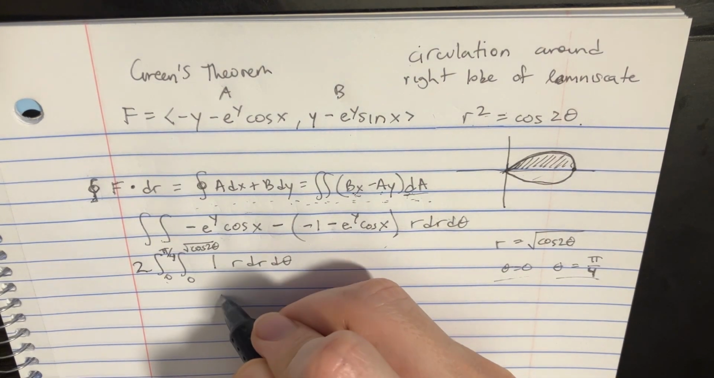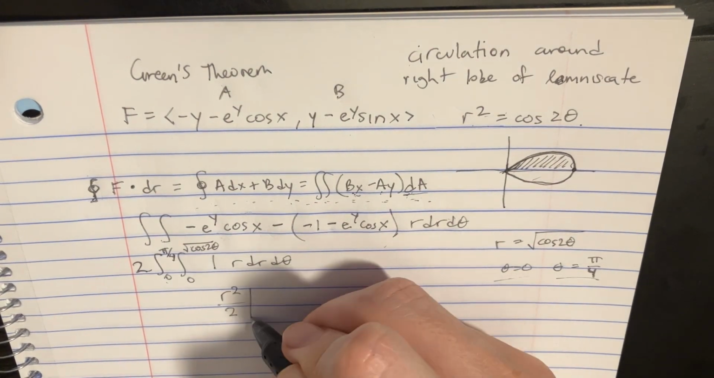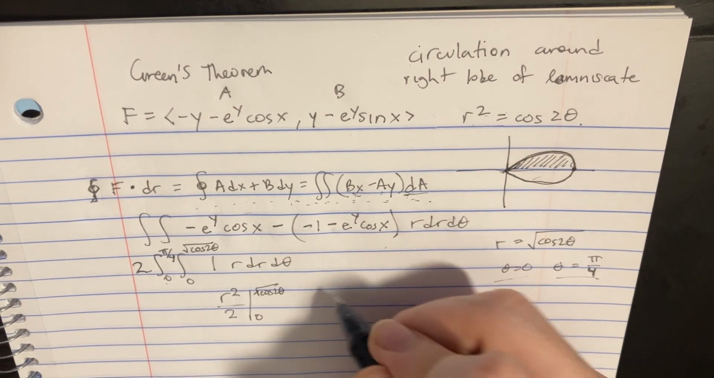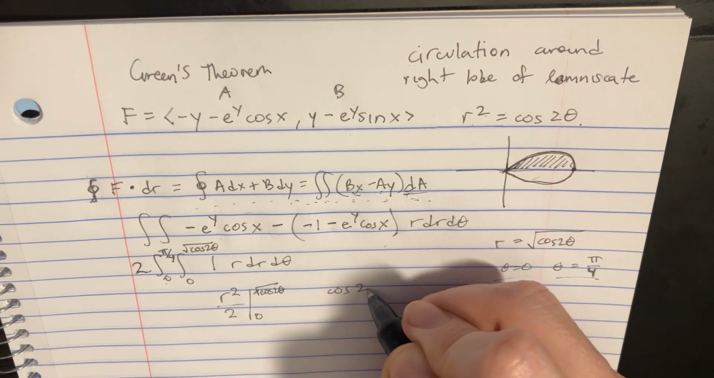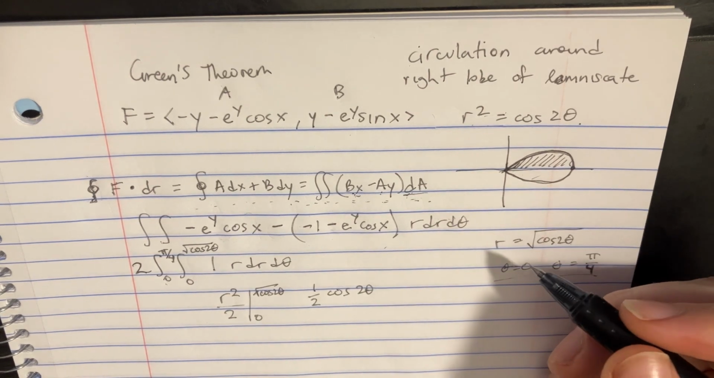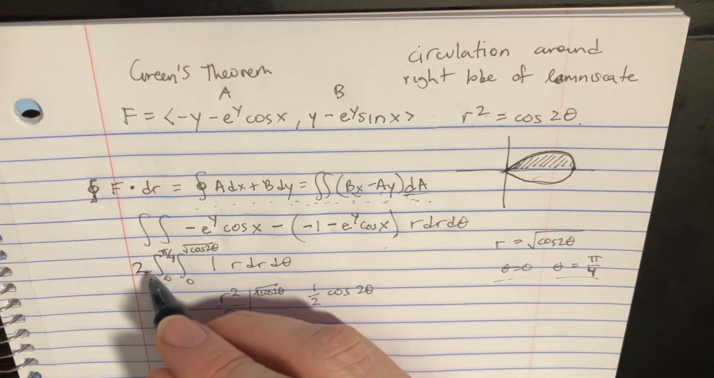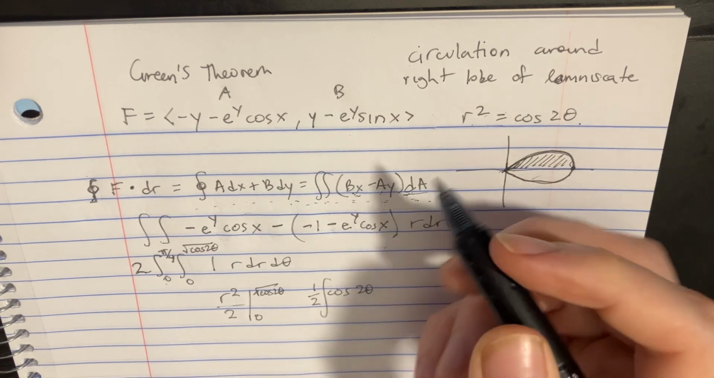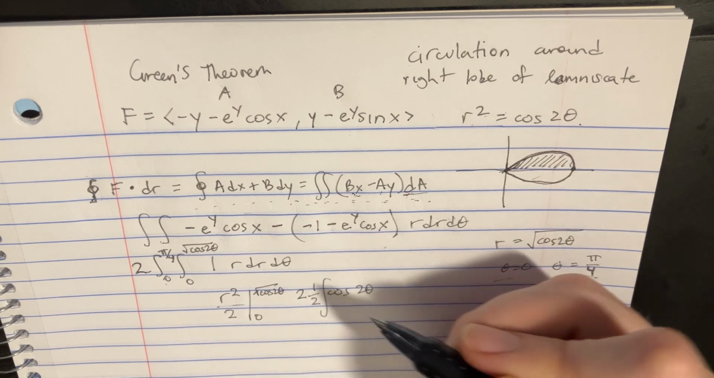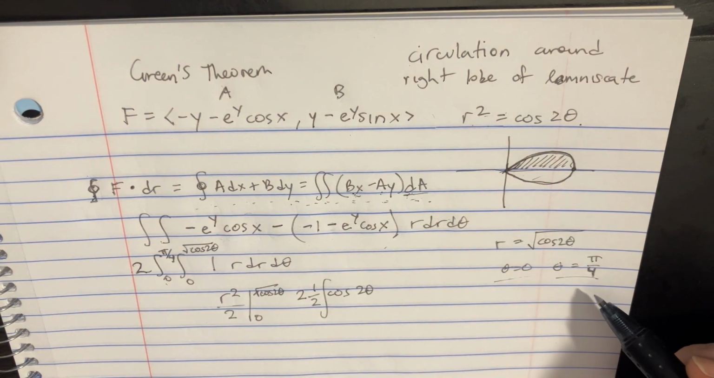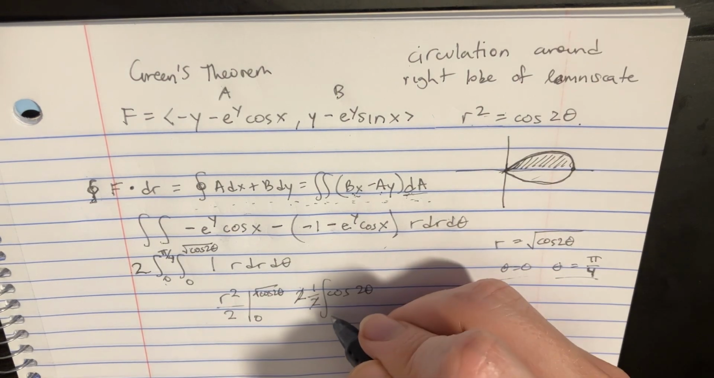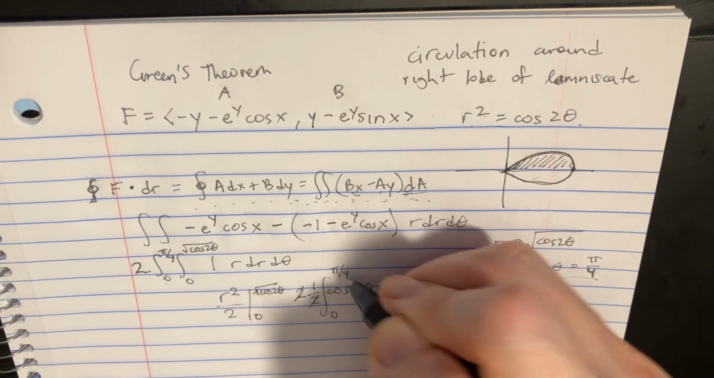So let's try to integrate this. It's just going to be r squared over 2, going from 0 to the square root of cosine of 2 theta. Obviously, that's just going to turn out to be the cosine of 2 theta, and we're also going to divide that by 2. Then we're going to have to integrate over theta. There's also the 2 that we have to add in there, so these things are just going to cancel out. But we're going to integrate this over theta, and it's going to go from 0 to pi over 4.